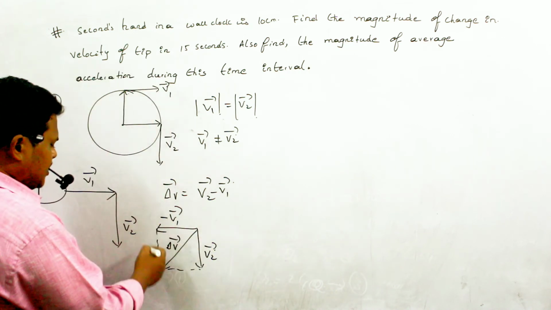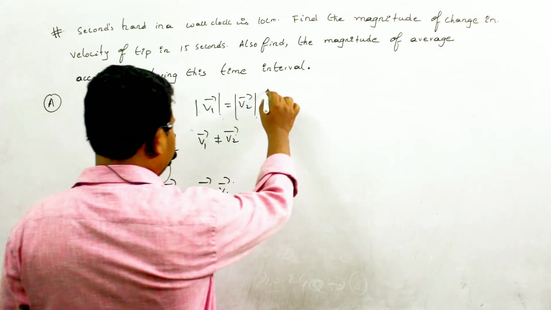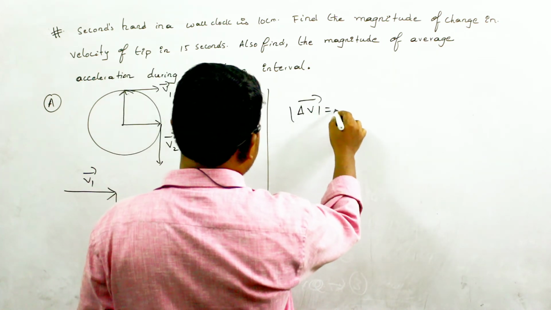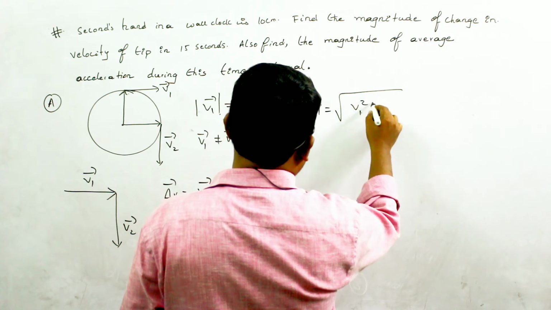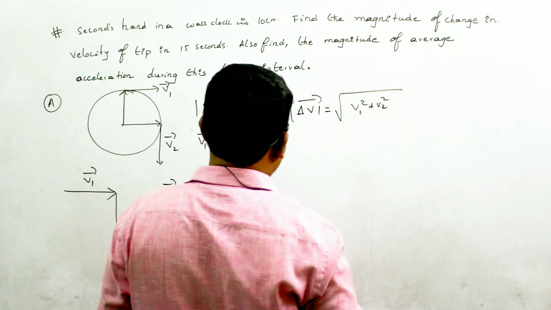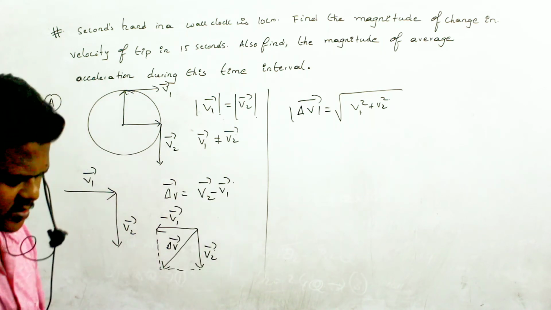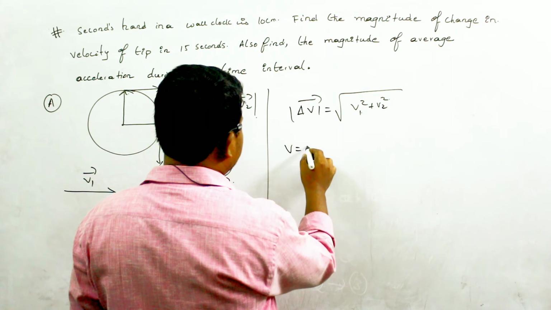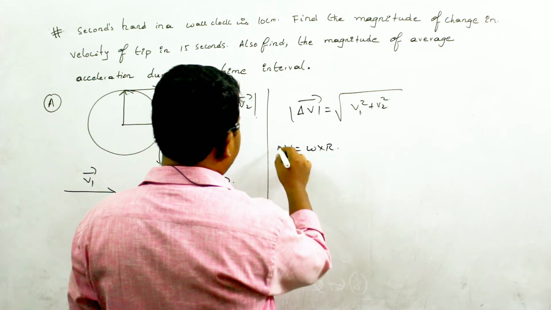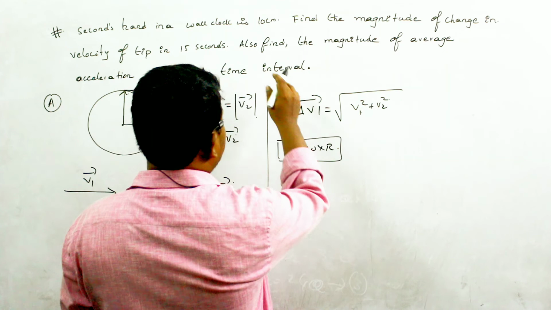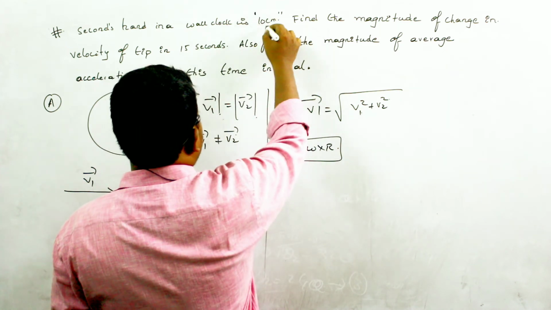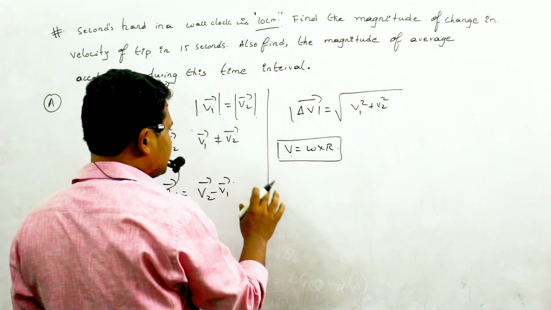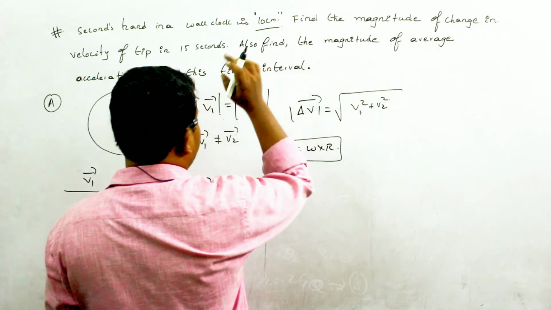As this is a right angled triangle, definitely I can say the magnitude of delta v dash is equal to the square root of v1 square plus v2 square. But the question is how to find this velocity. We have the relation v is equal to omega into r. Radius is already given. The length of this hand is nothing but the radius of the circle in which the tip of the hand is moving. So the r value will be 10 centimeter.